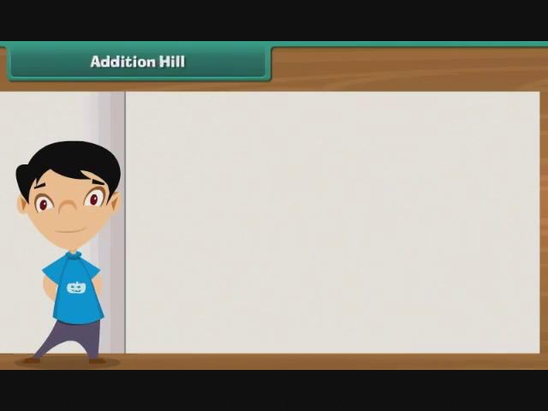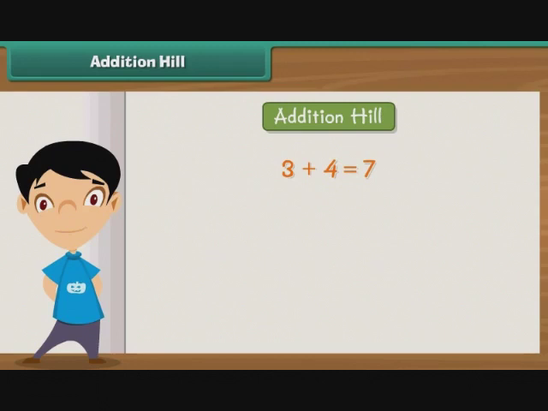Addition hill. There is a very interesting pattern in addition called addition hill. We know that 3 plus 4 is 7. What will be 30 plus 40? 30 plus 40 is equal to 70. What will be 300 plus 400?